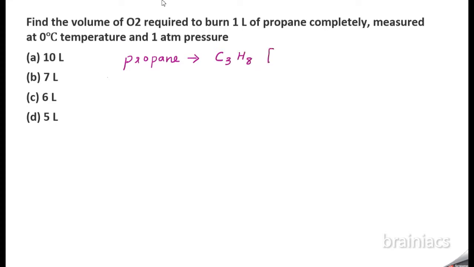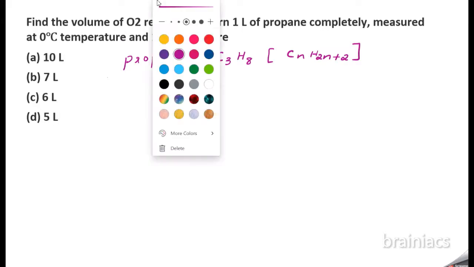The general formula of alkane is CnH2n+2. If I put n equal to 3, you will get propane's formula. But the problem here is balancing the chemical equation. That is a little bit tough when the hydrocarbon has more carbon atoms. So I will give you a general formula that can be used any time, so that it becomes easy for you. Whenever a hydrocarbon comes, you can simply apply that. Just note down the general formula that will be helpful for you.